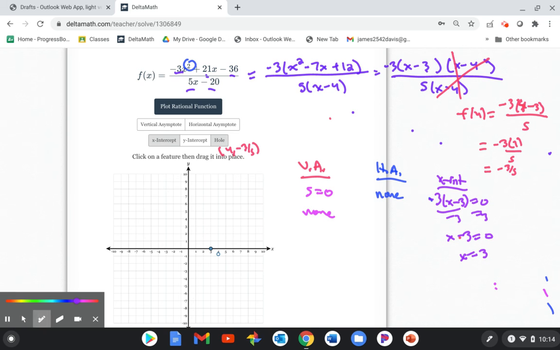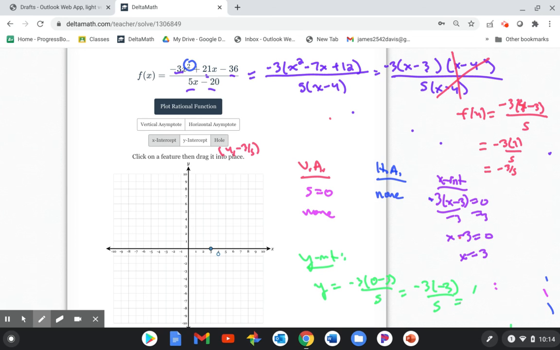And then last but not least, y-intercept. For that, we're going to replace all of the x's with 0 in the simplified form there. y equals negative 3 times 0 minus 3 over 5. And we get negative 3 times negative 3 over 5, which would be 9/5. All right, which if you want to make that a decimal and make it easier on you, it's going to be 1.8. 1 4/5.